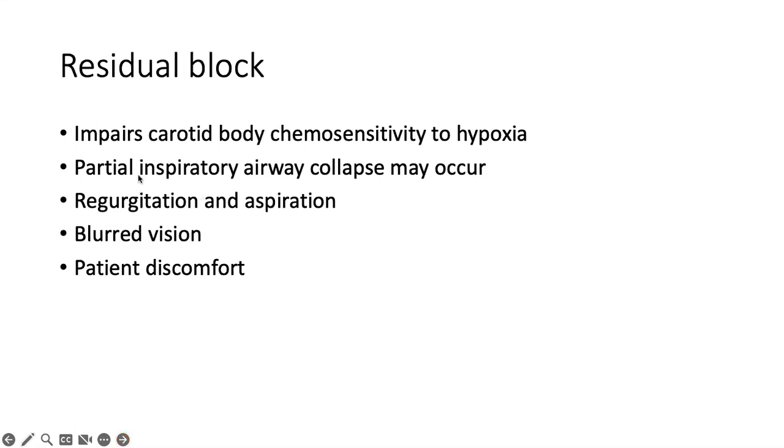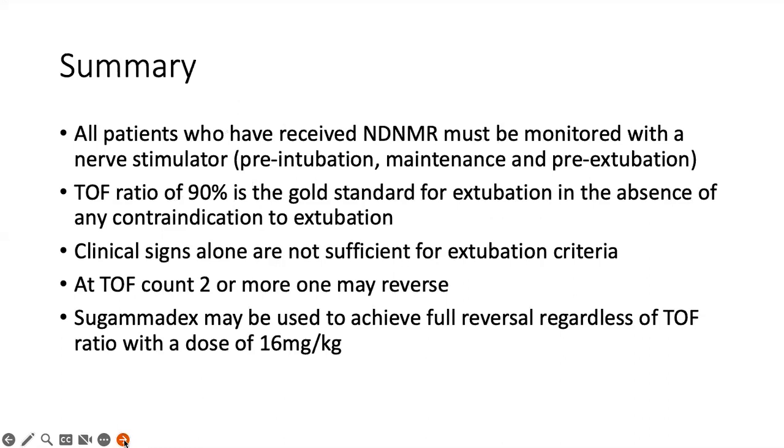Residual blockade, I think we've talked about that. It impairs the carotid body's chemosensitivity to hypoxia, partial inspiratory airway collapse may occur, and regurgitation and aspiration, which we do not want, can occur. It can cause blurred vision, and it's uncomfortable for the patient. Patients will keep saying they can't breathe properly, and they keep flapping around. Typically, they keep lifting their hands up and down. That's a sign that the patient might have a residual muscle blockade.